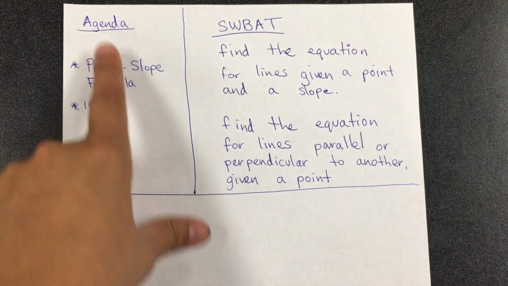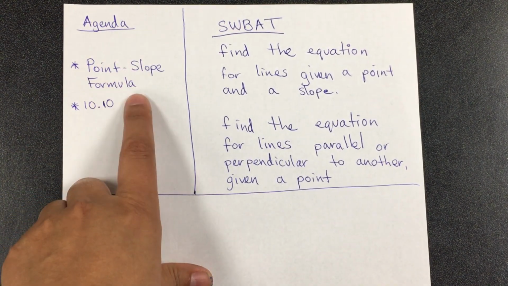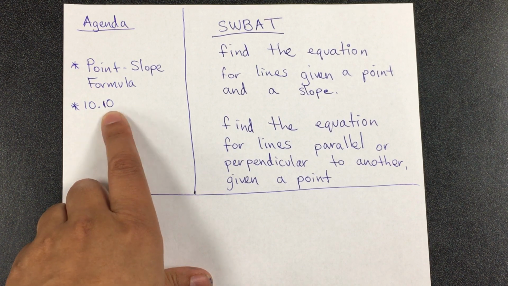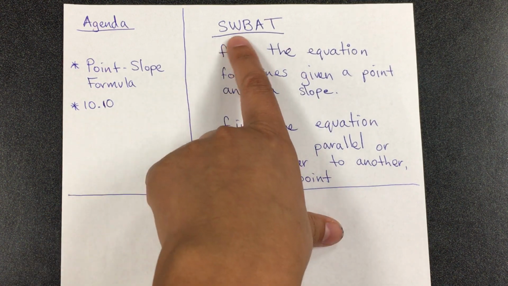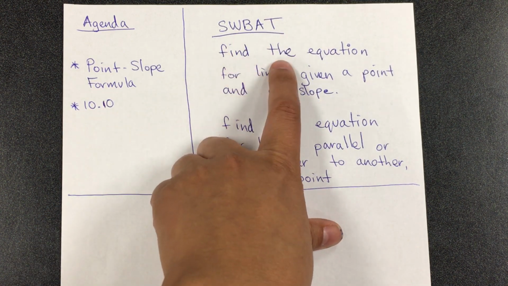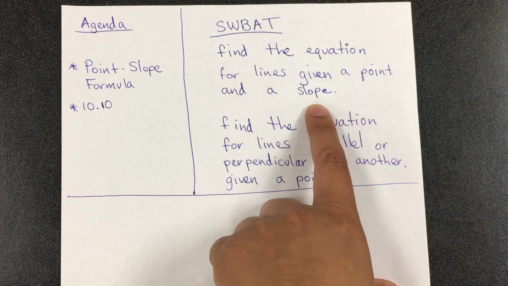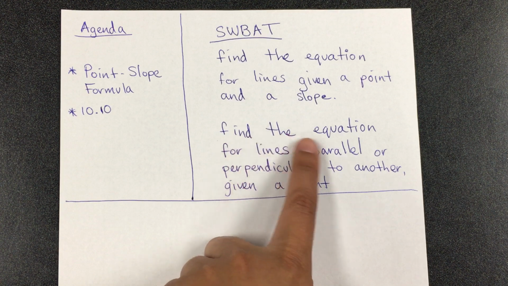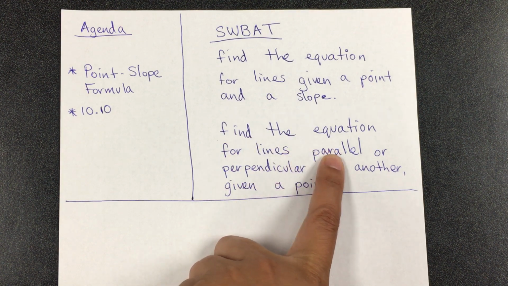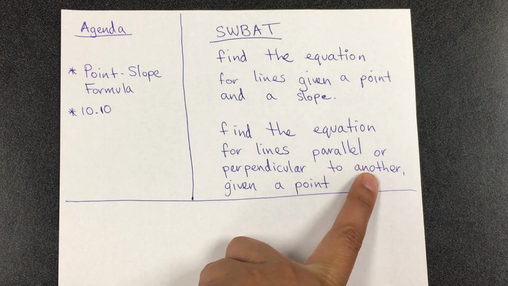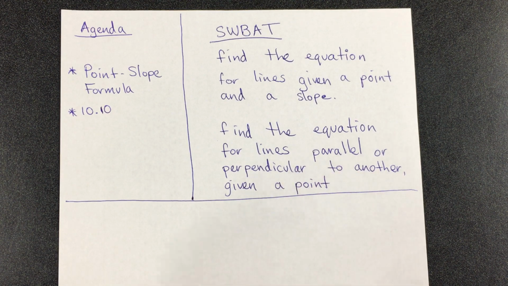Hello students, today's agenda is to learn about the point slope formula. You will be able to work on 10.10. Today students will be able to find the equation for lines given a point and a slope, and also to find the equation for lines that are parallel or perpendicular to another line given a point.